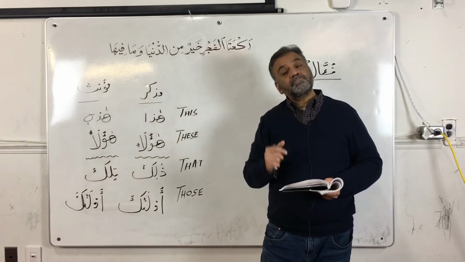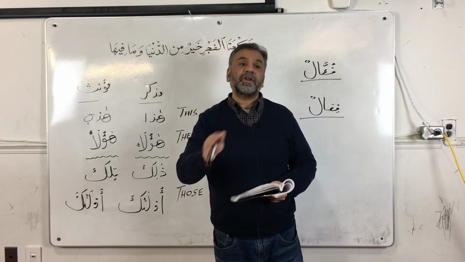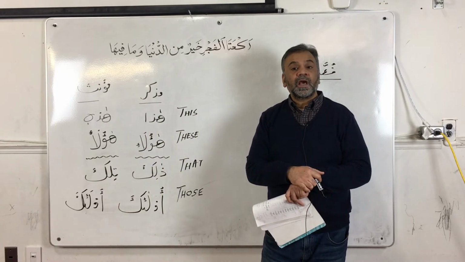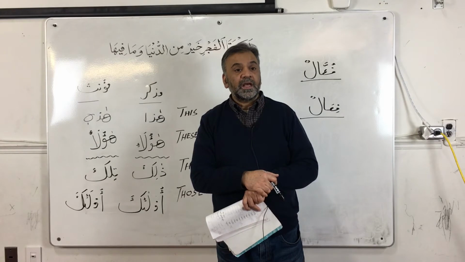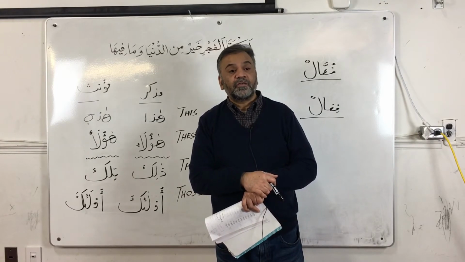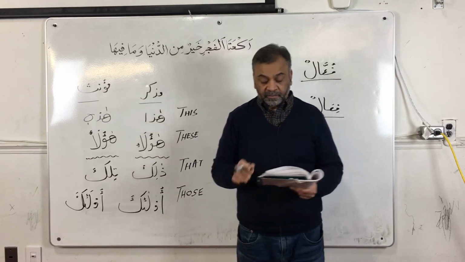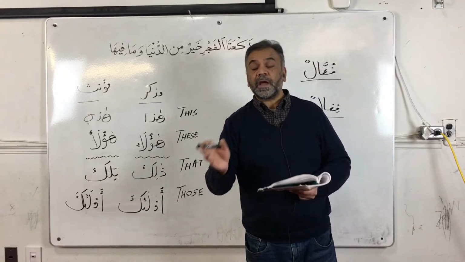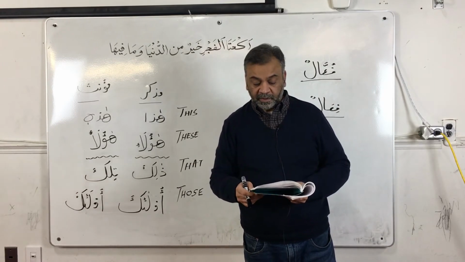Man aynahum, where are they from? Hum min Amrika. Hum min Amrika. Hum is your mubtada. Min Amrika is jarun wa majrurun shibu jumla, khabar. That is easy. That is the grammatical analysis. They are from America. They are from America.